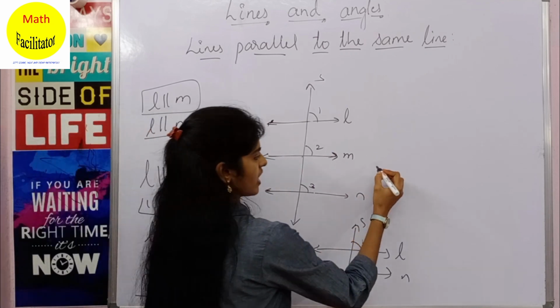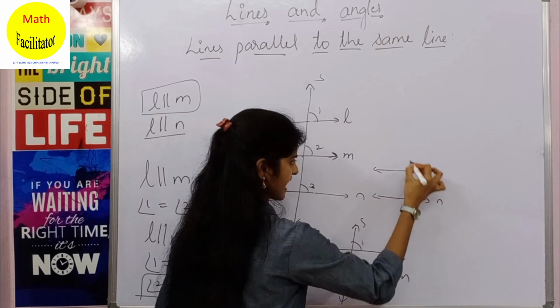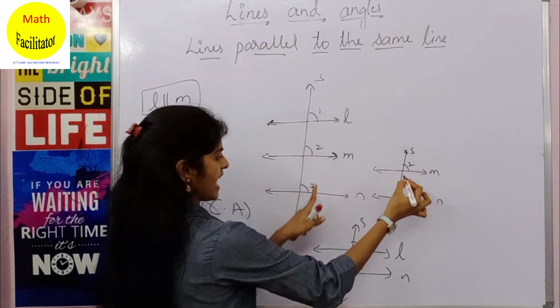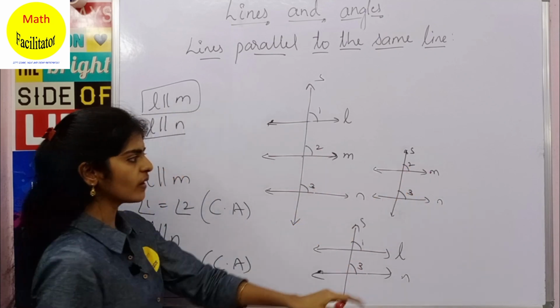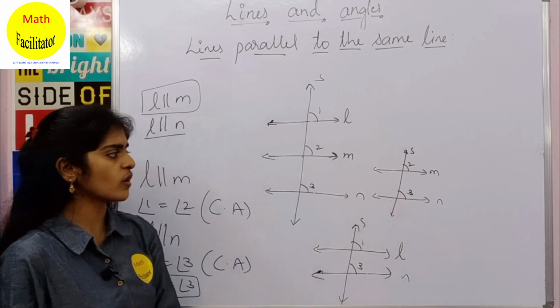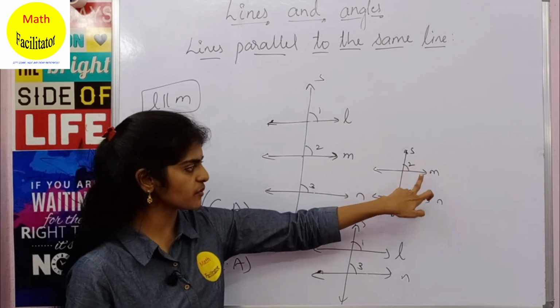So again let me draw another figure here. Suppose this is M, this is N, and this is S. Angle 2 is here, angle 3 is here. Now how are angle 2 and angle 3? They are corresponding angles. So what can you say? Angle 2 is equal to angle 3. That means you are saying that the corresponding angles are equal.